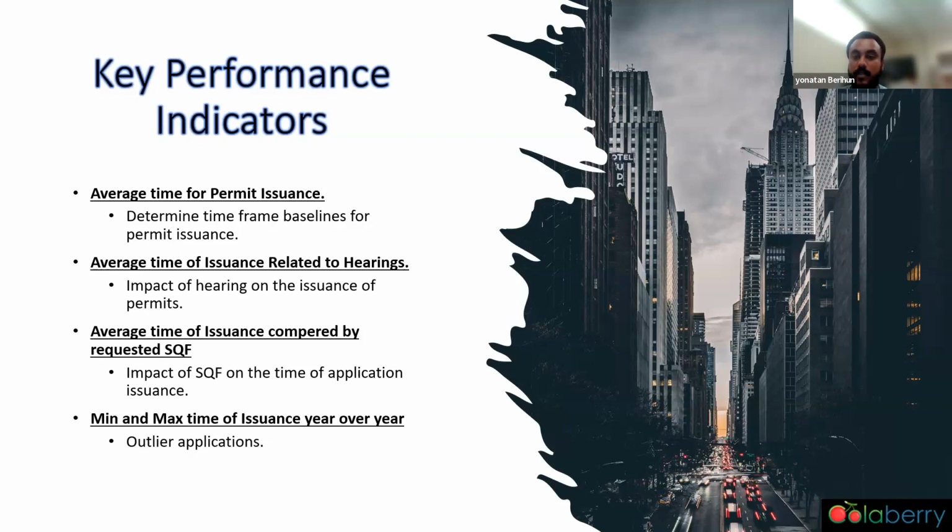The average time of issuance and how it relates to hearings. How are hearings affecting the process of getting these permits approved? And the other final two are the impact of square footage on the amount of time it takes for applications to get approved. And lastly, understanding the minimum and the maximum times of issuance to be able to find applications which could be outliers, to understand and use them for different types of guidelines, so that the city municipalities can provide guidelines for these small businesses that they can follow to get their applications approved faster. So it won't be such a lengthy process.